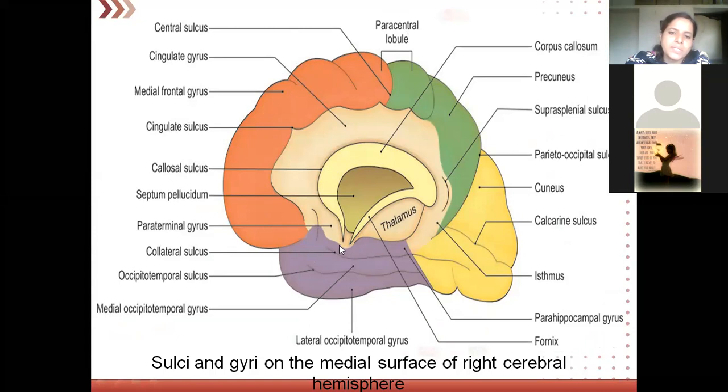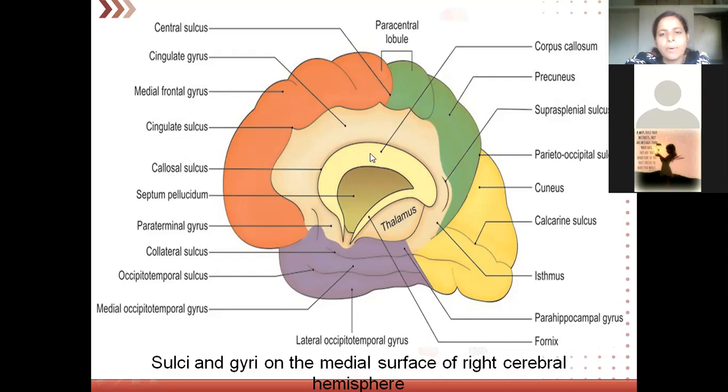Okay, what do we see on the medial side? Corpus callosum, which is connecting right and left cerebral hemispheres. What are the parts of the corpus callosum? We have rostrum, genu, body, and splenium. Just above the corpus callosum, the name of the sulcus is callosal sulcus, and the name of the gyrus is cingulate gyrus.